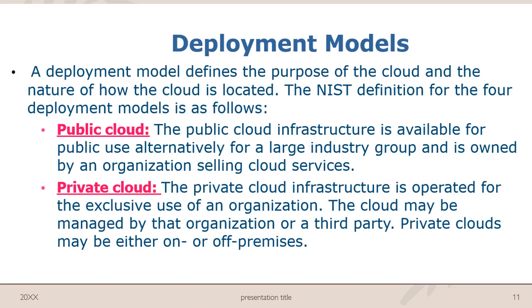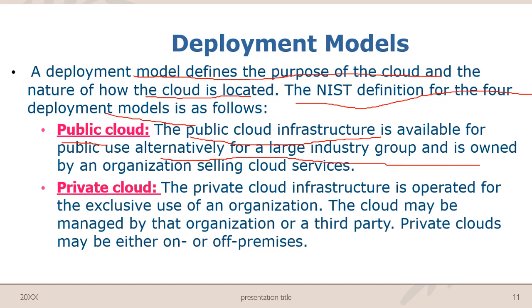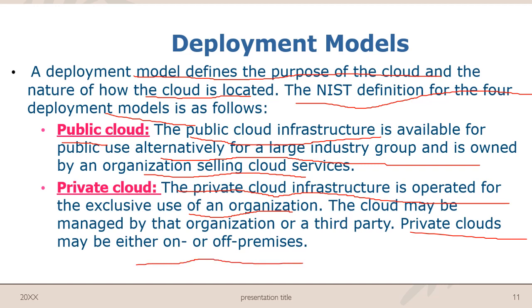Now, development models. A development model defines the process of the cloud and the nature of how the cloud is located. The NIST definition for the four development models is as follows. Public cloud. The public cloud infrastructure is available for public use or for a large industry group and is owned by an organization selling cloud services. Private cloud. The private cloud infrastructure is open for the exclusive use of an organization. The private cloud may be either on or off premises.